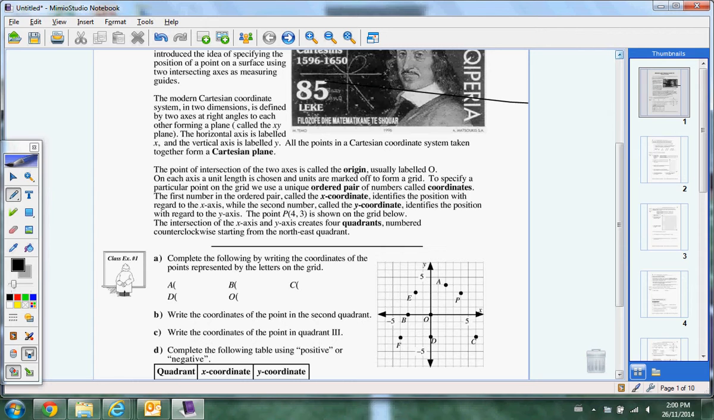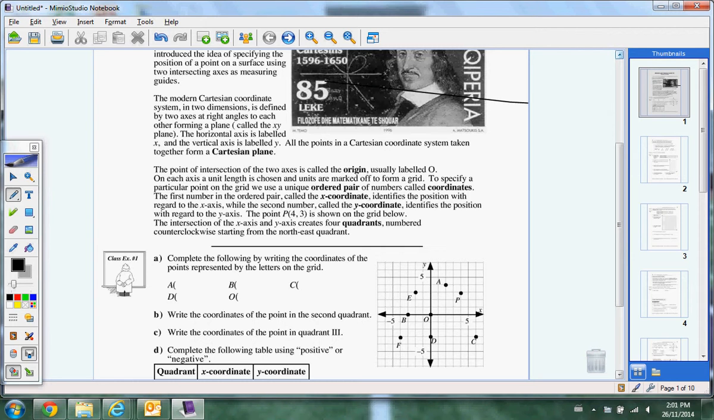On each axis, a unit length is chosen. Units are marked off on the grid. What that means is you can have your coordinate grid be whatever scale you want, by whatever units you want. Let's say you're doing something in meters. You can make it go by every 3 meters if you want. You can always adjust it however you want. Just be consistent, right? Does that make sense? You can scale any way you'd like.